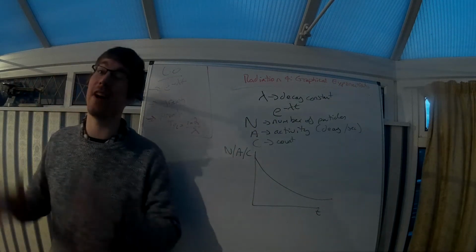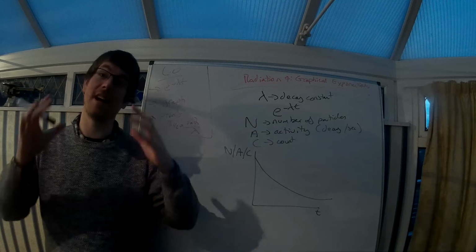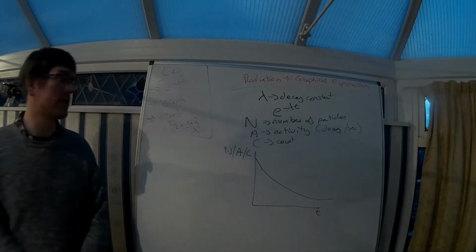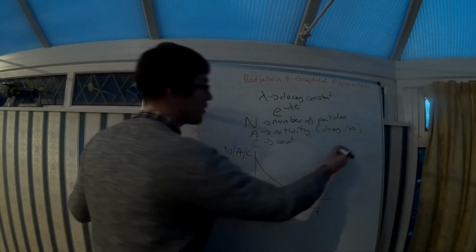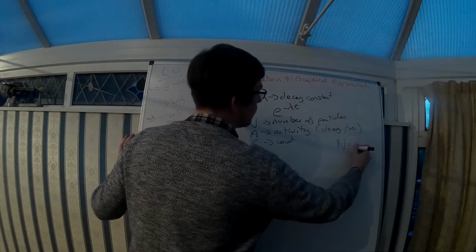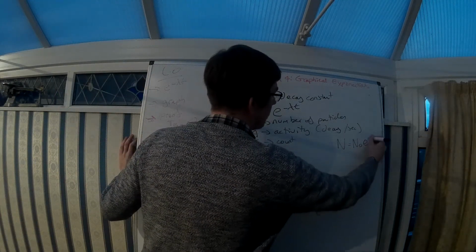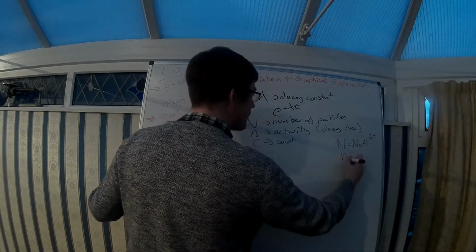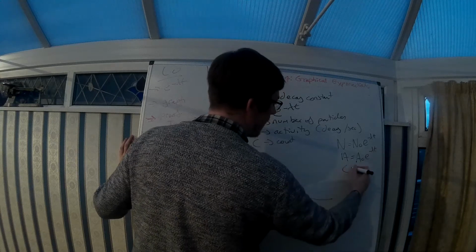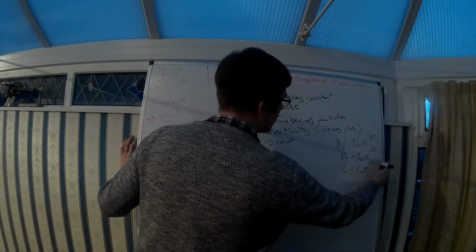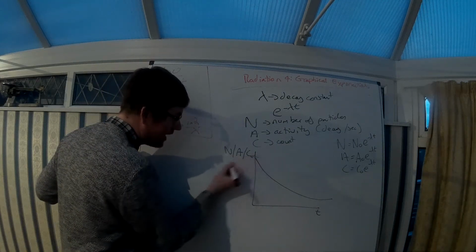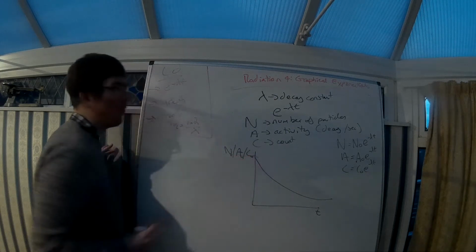Because if you think about it, it's got a half-life, which means it's got a set time to half, which is the very definition of what an exponential is. This also means we can express each of these through an equation. So the number of particles at time t is equal to the initial number of particles multiplied by e to the minus lambda t. That's also true of the activity at time t, initial activity, and the count at time t, the initial count. So all three of these will give the same shape of graph, and this point here would be where we started.